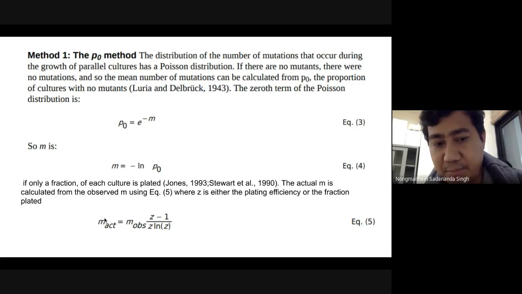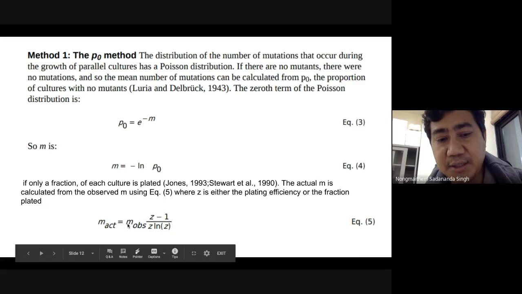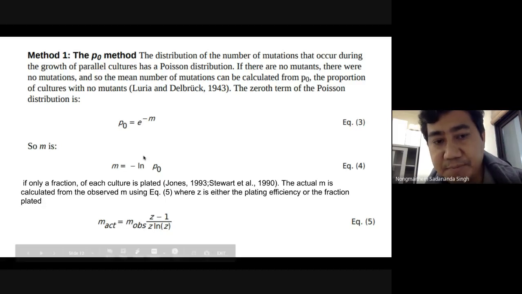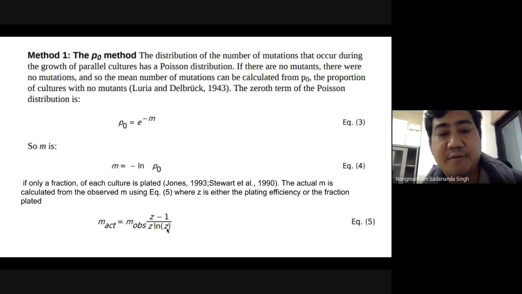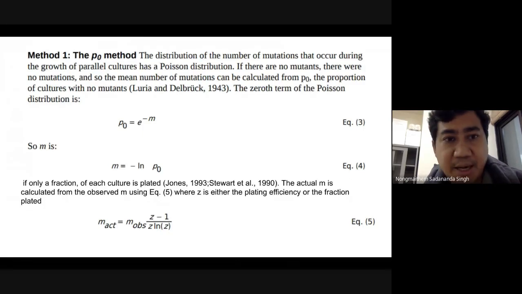the actual number of mutations, is equal to the mutation number which is observed. That is what we calculated here. This is the observed m value. z is the fraction of plating, and the correction uses the natural log of z. With these corrections, you can get a very good estimate of the actual mutation number of that culture. Okay, so this is one of the popular methods. There are many other methods.